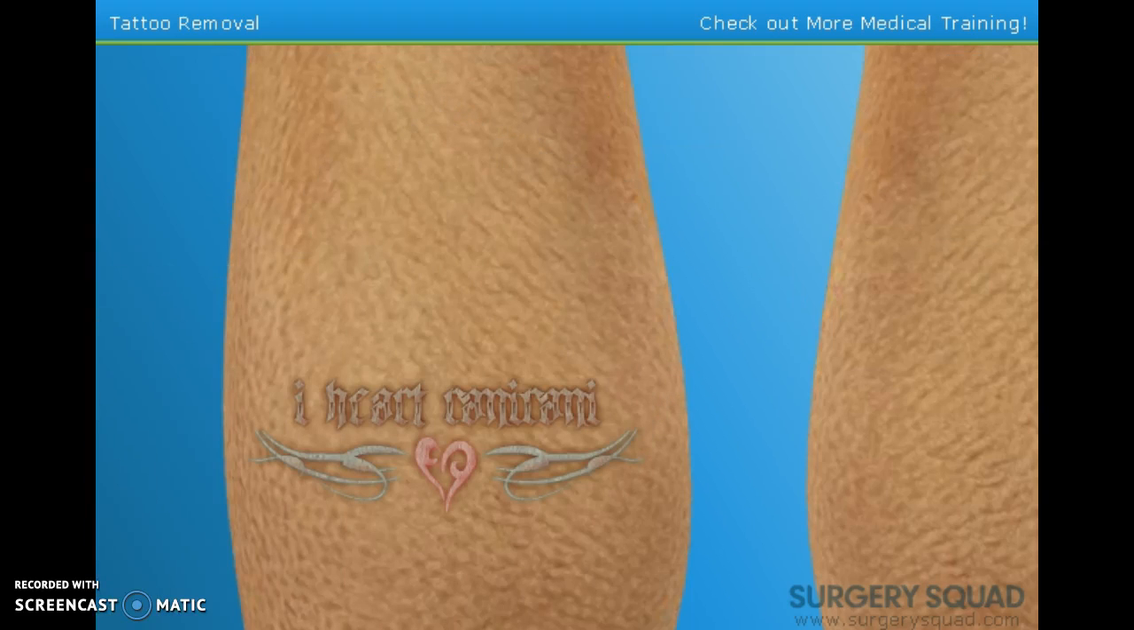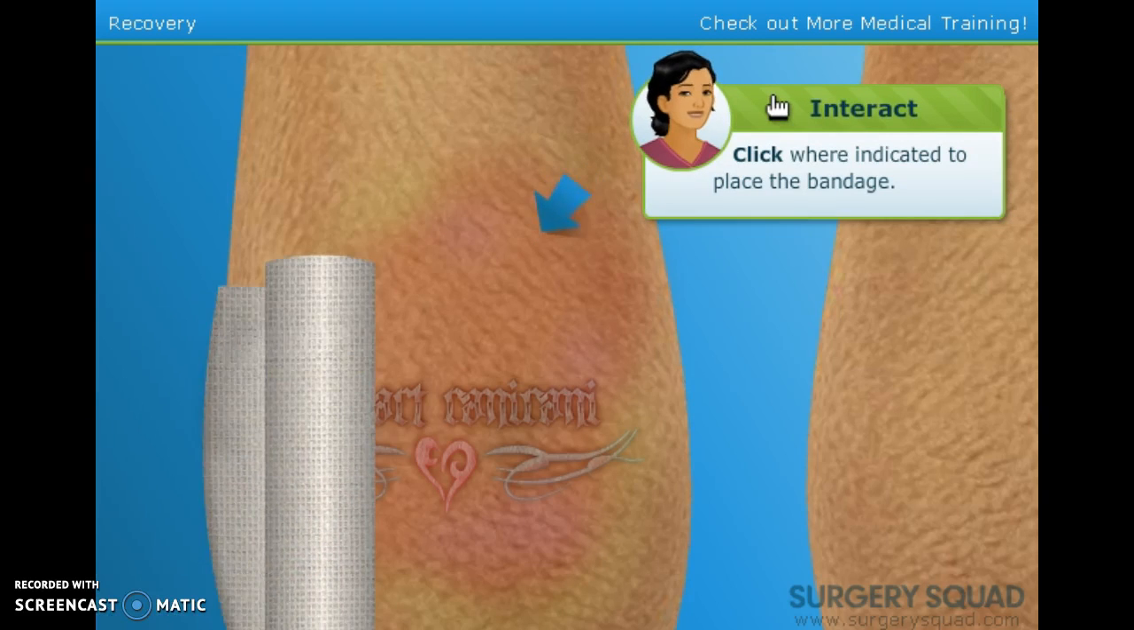Our patient is ready to go. Immediately after each treatment, the tattoo may feel sunburned, and it is extremely important to keep it covered until it heals. If our patient fails to do this, both his recovery and the results of the treatments may be negatively affected. Okay. Roll the bandage over the treated area.